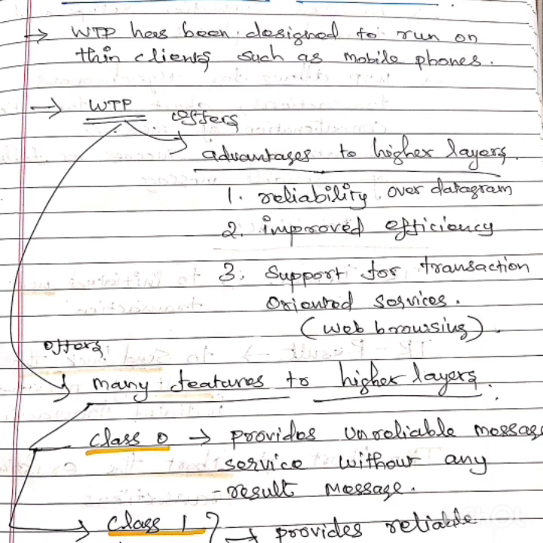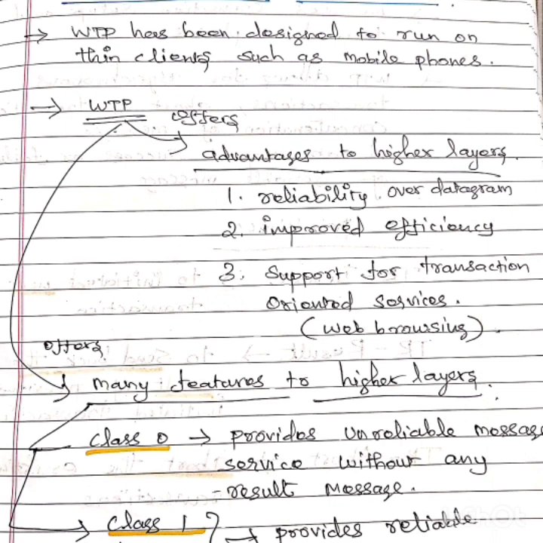It's mainly designed for mobile devices. If you want to establish a transaction between mobile devices, you can use the wireless transaction protocol. It offers many advantages to the higher layers. It provides reliability to the datagram services. You know very well that the user datagram protocol cannot give reliable communication, but if you are using the wireless transaction protocol, it provides reliability to the datagram protocol, and improved efficiency for connection-oriented protocols like TCP. And it supports transaction-oriented services like web browsing.